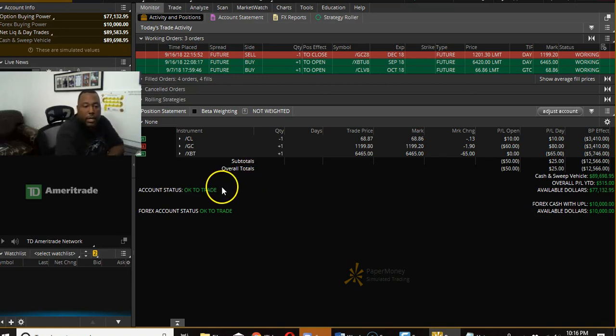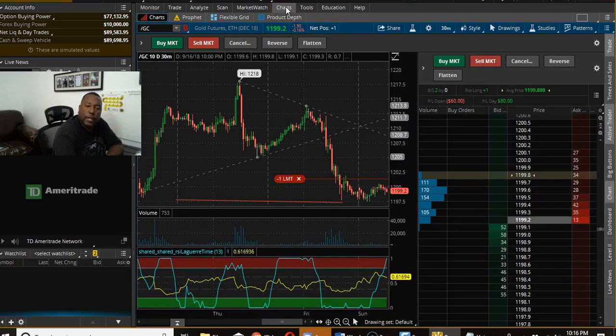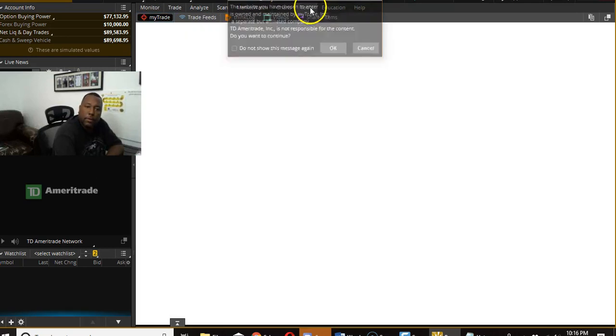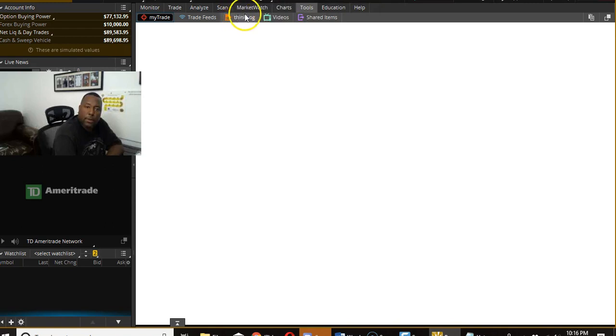Another thing you're going to see is an account status, okay to trade or not okay to trade for your futures. So you want this to be okay to trade. It tells you to trade Forex. You'll be able to trade options if you have a margin account. So that's what you want to get set up on TD Ameritrade.